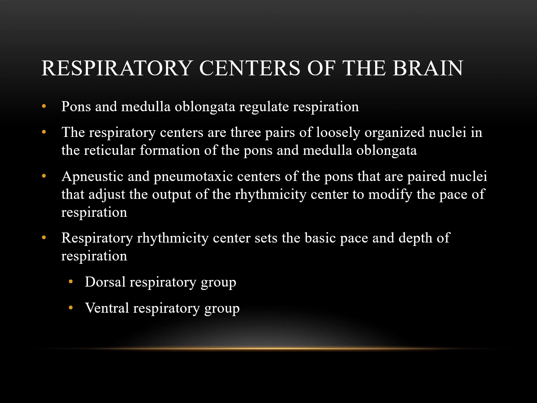The pons and medulla oblongata regulate respiration in the brain. The respiratory centers are three pairs of loosely organized nuclei in the reticular formation of the pons and medulla oblongata. The apneustic and pneumotaxic centers of the pons are paired nuclei that adjust the output of the rhythmicity center to modify the pace of respiration. The respiratory rhythmicity center sets the basic pace and depth of respiration, with the dorsal respiratory group and ventral respiratory group.